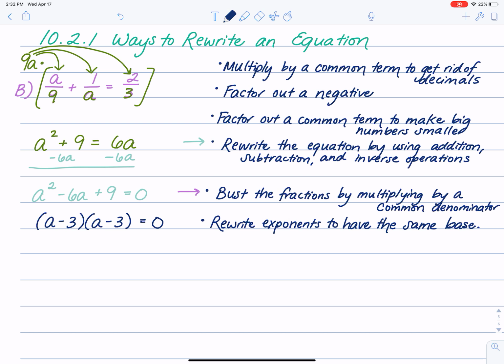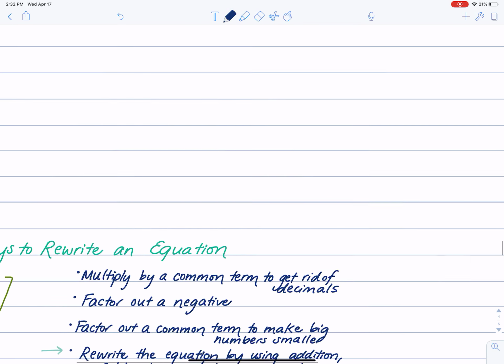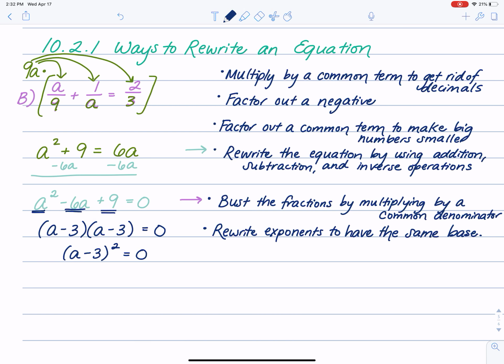This is a special case. Hopefully you noticed that. The first value and the third value of the trinomial are perfect squares, and the B value follows our little shortcut for how we calculate that. So we'd have A minus 3 quantity squared set equal to 0. And then there was something on my screen, so I swiped it away. And so therefore, for our final answer, we'd use the zero product property, A minus 3 set equal to 0, and therefore A equals 3 as our final solution.